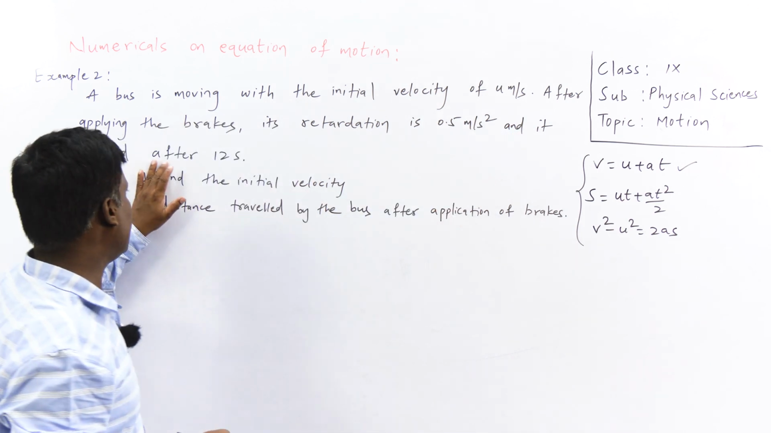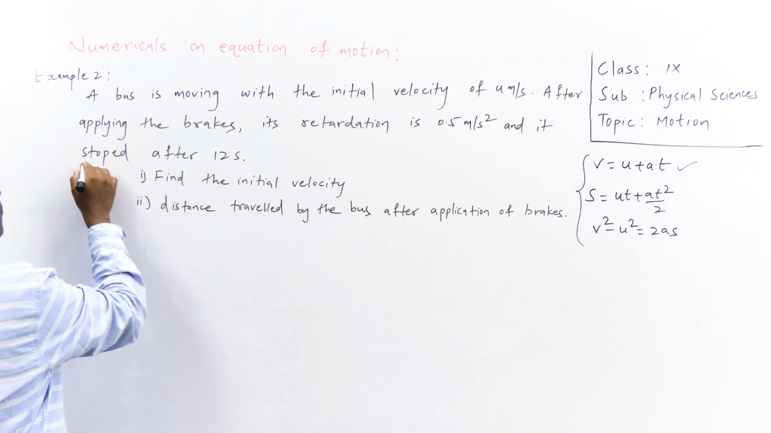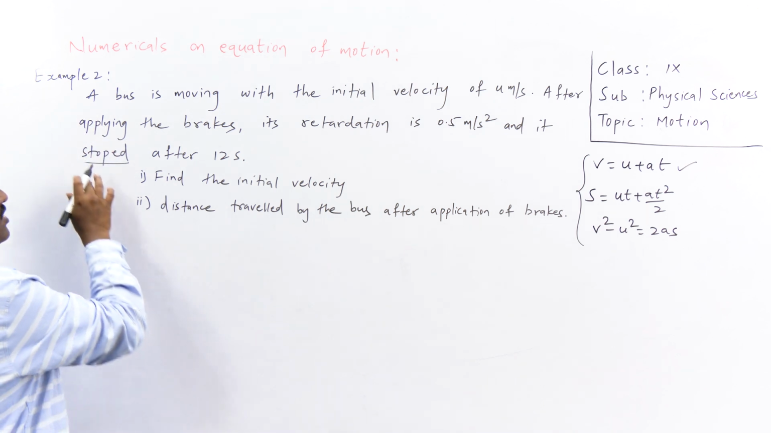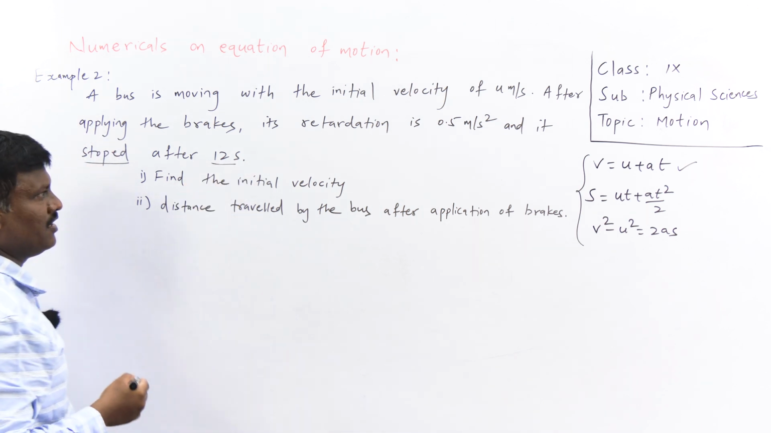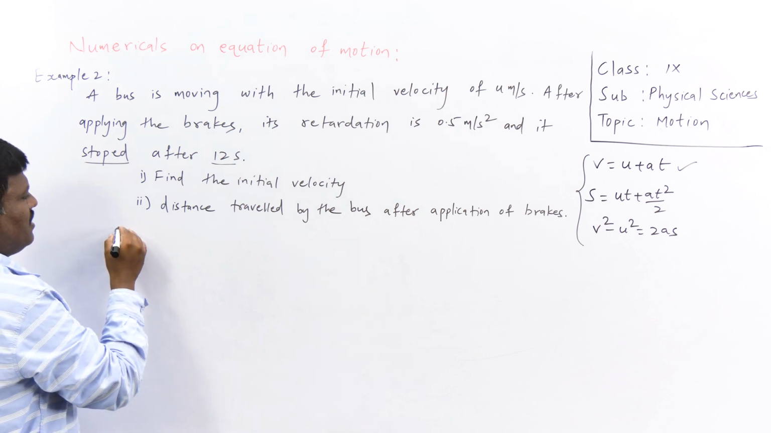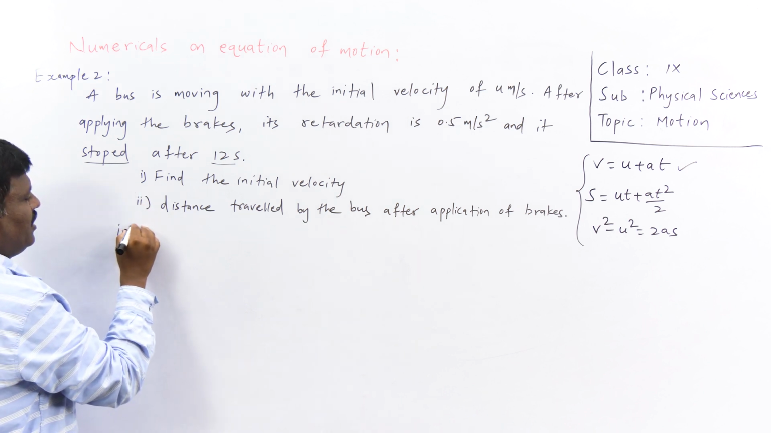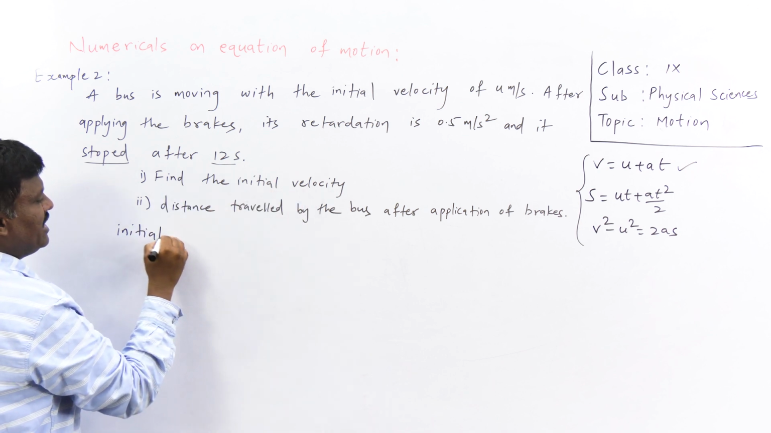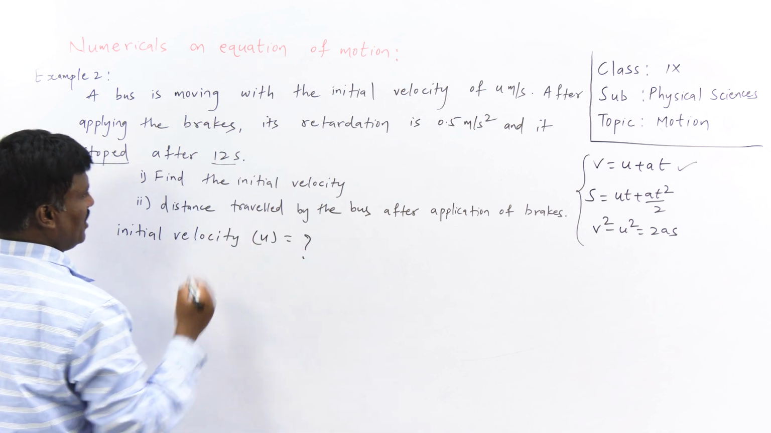And it stopped after 12 seconds. Sorry, due to the light I am unable to read this. This is stopped, not speed. It is stopped after 12 seconds. Right? See, what values are given? We have to find the initial velocity. Initial velocity is to be calculated. This will be the question mark first.